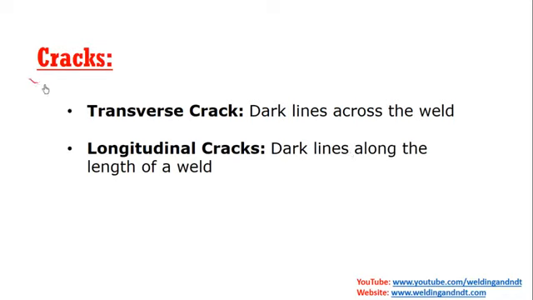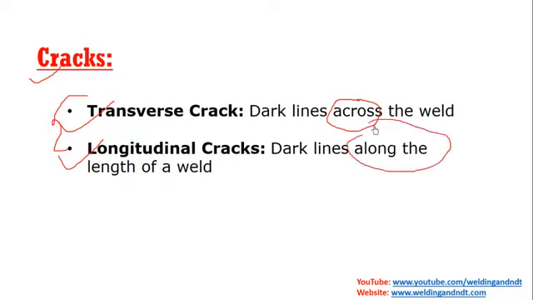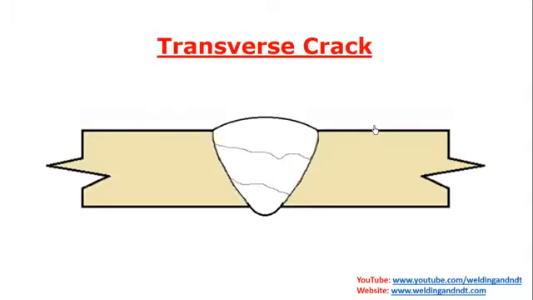Now cracks are the most dangerous defect, and there are many types of cracks, but I've taken two types, that is transverse cracks and longitudinal cracks, because this is how cracks are mainly classified. Transverse cracks will appear as a dark line across the weld, and longitudinal cracks will appear as a dark line along the length of the weld.